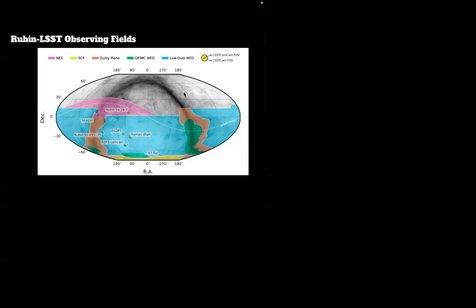And as Rubin is situated in the southern part, it will observe the southern hemisphere. So these different colors are showing the different fields. In our case, the most important one is the wide, fast, deep. So WFD means wide, fast, deep. These are the regions that Rubin will observe with its camera, and this region will have more than 80% of the telescope time.